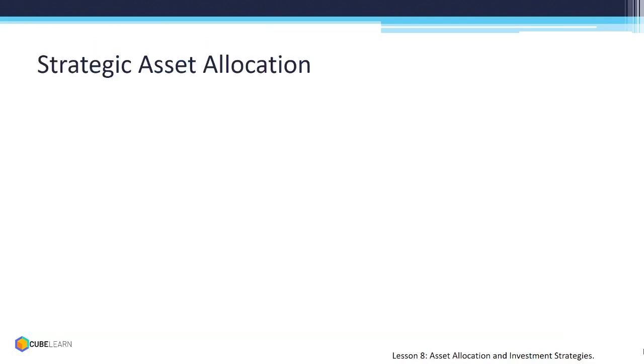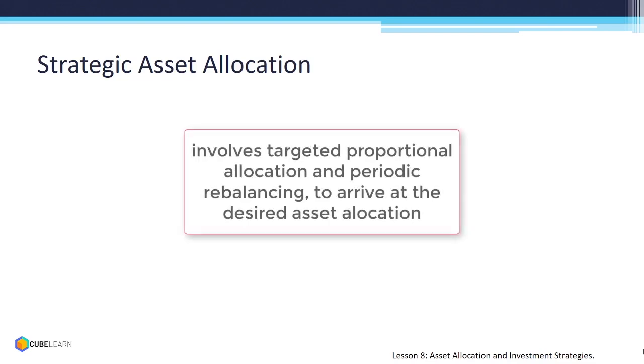Asset allocation can be implemented via different strategies. Strategic allocation is one such strategy. Strategic allocation keeps in mind long-term needs of the individual. It involves a targeted proportional allocation and periodic rebalancing to arrive at the desired asset allocation.